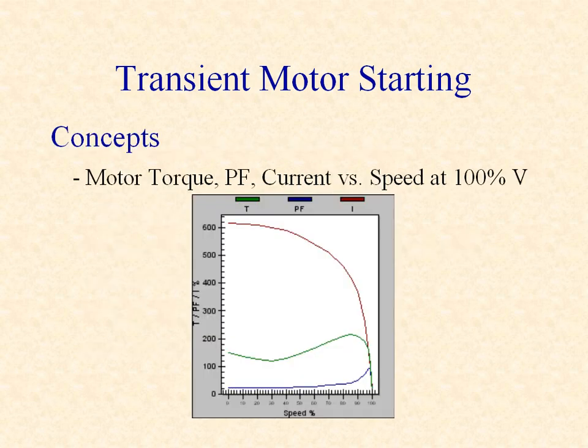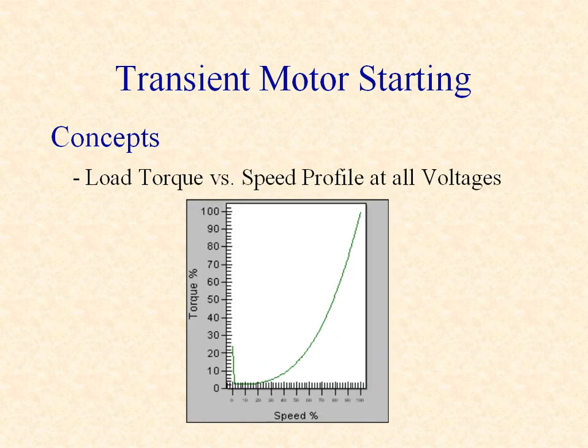This diagram shows the type of motor data required. It displays the motor torque, power factor, and current versus speed at rated voltage. The motor information is entered at rated voltage and is automatically adjusted as the system voltage changes. Whereas the motor torque varies with voltage, the load torque varies only with speed. This diagram shows a typical load torque profile where there is initial static breakaway torque that transitions to a dynamic torque that increases exponentially with speed.